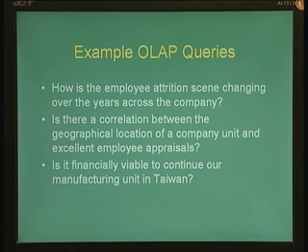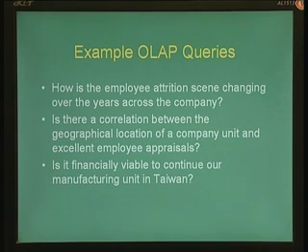To begin with, let us have a look at some example OLAP queries like we saw in the previous session. Have a look at these OLAP queries, something like how is the employee attrition seen changing over the years across the company, or is it financially viable to continue our manufacturing unit in Taiwan. Now, a characteristic nature of these queries is that most of them involve huge amounts of aggregation. That is, we need to read a huge amount of data elements before we are able to conclusively answer a query.